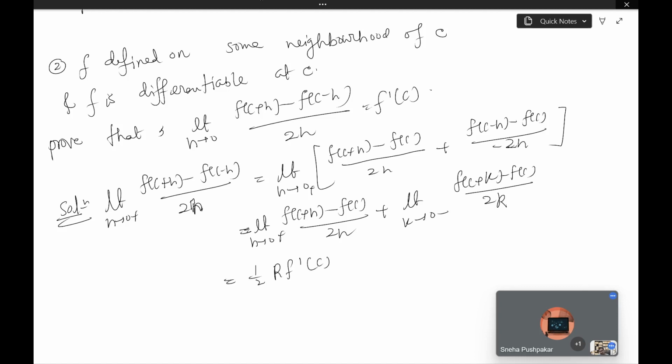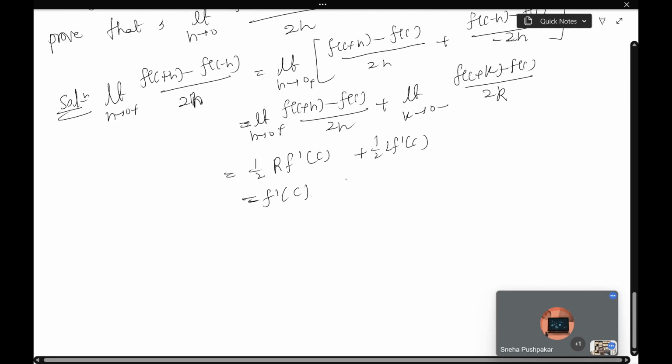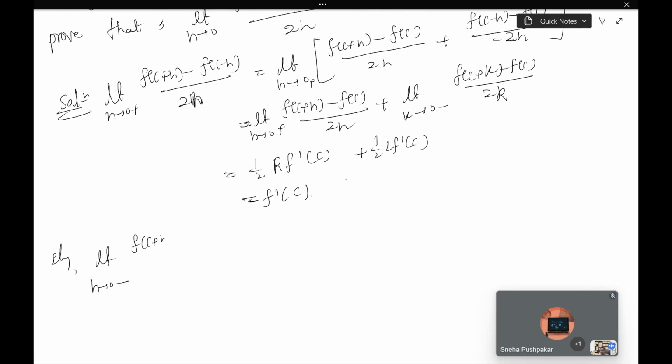Correct. The left side is the right-hand derivative f prime c, and the right portion is the left-hand derivative f prime c. Since f is differentiable, both are equal to f prime c. And similarly, we can show the limit h goes to 0 minus of f of c plus h minus f of c minus h by 2h is equal to f prime c. So we are done.